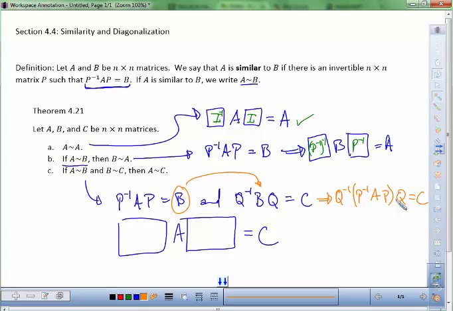We just replaced B with what we knew from before, and then since matrix multiplication is associative, we can regroup and call this Q inverse P inverse A, and then P Q is equal to C. So the invertible matrix that we're looking for in this case would be PQ, and then the inverse of PQ is Q inverse P inverse.